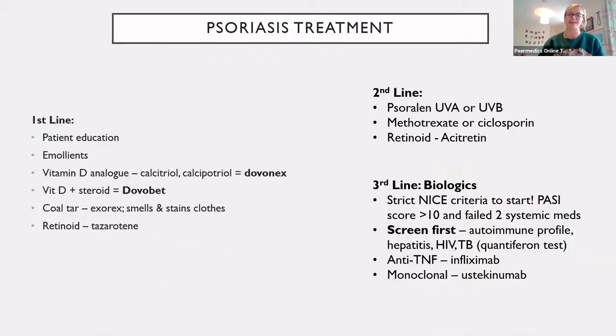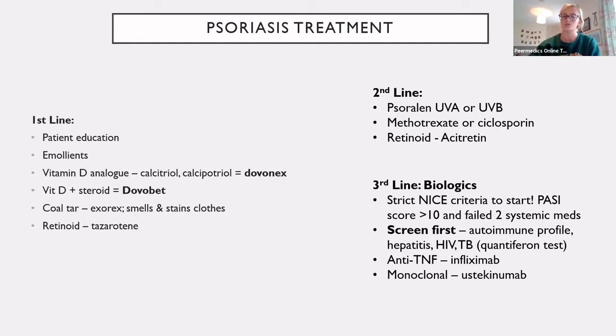So going through treatment again: chronic condition, educate the patient, tell them about it, tell them their increased risk of cardiovascular disease. Emollients are also first line management here. And the only difference is your vitamin D analogues. So you always give a vitamin D cream with your steroid cream. Calcitriol is Dovonex, so that's just your vitamin D cream alone. And then the vitamin D with a steroid is most commonly Dovobet.